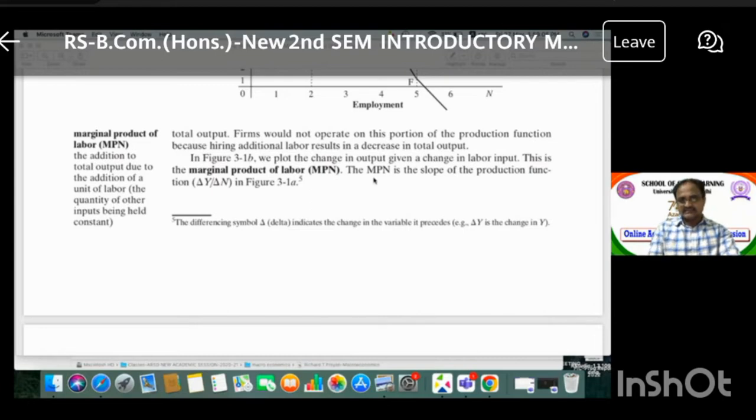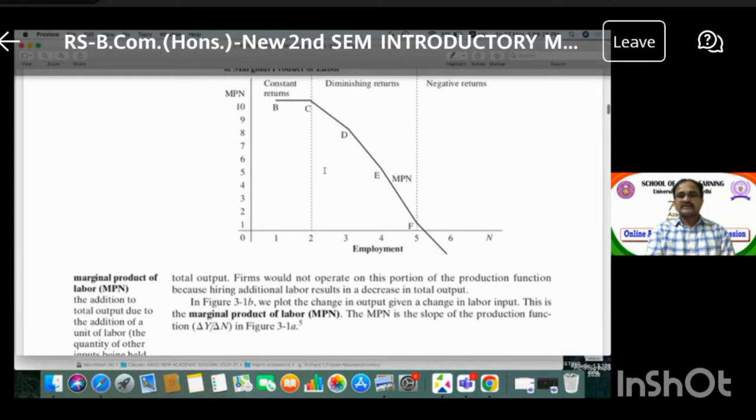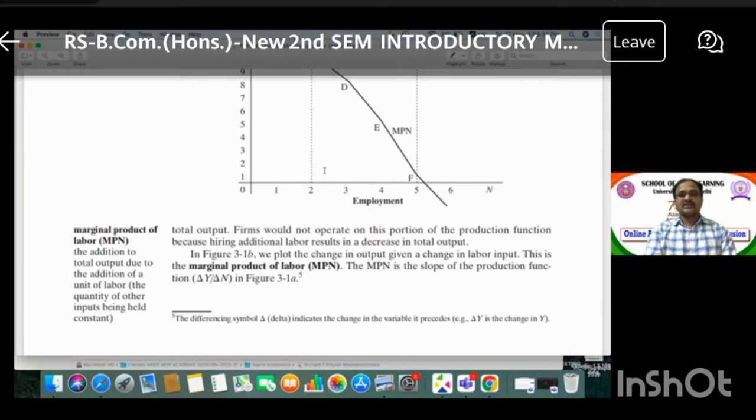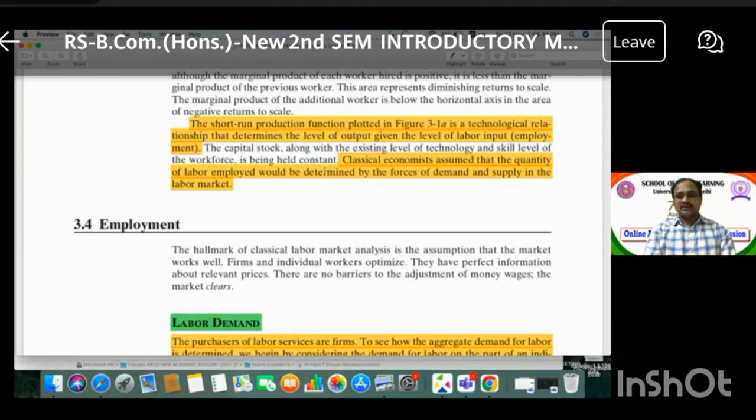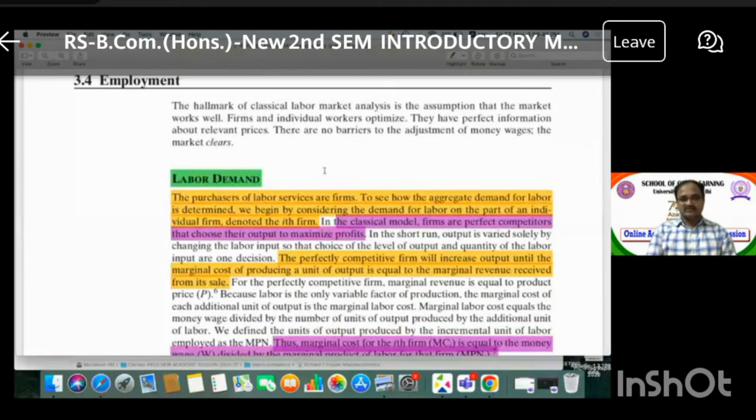Why are we discussing this? Because in the classical theory, to determine equilibrium, aggregate demand and aggregate supply are equal at one particular point. That you can call the classical theory of income determination equilibrium point. So here we are discussing the classical theory of income determination, the labor demand curve. This is the marginal productivity of labor curve. So how can you say labor demand? This is the labor demand.